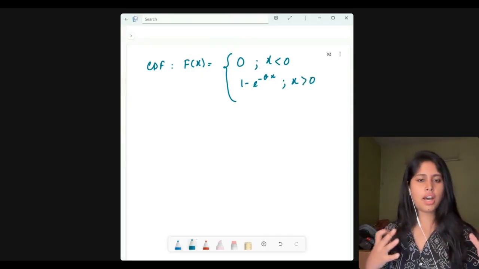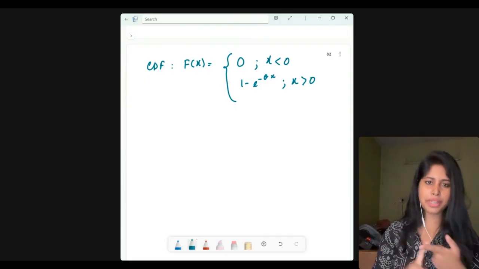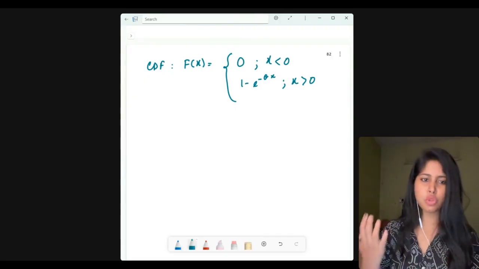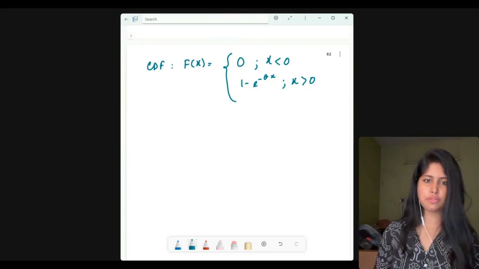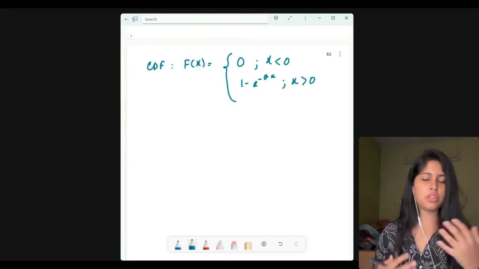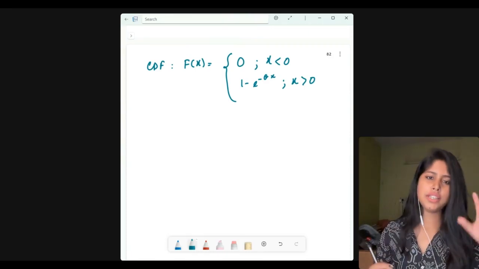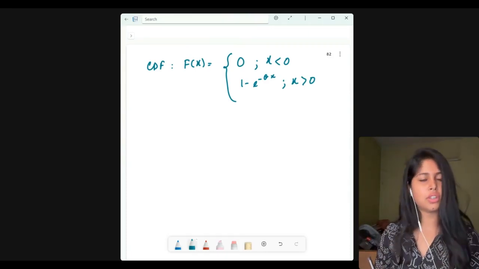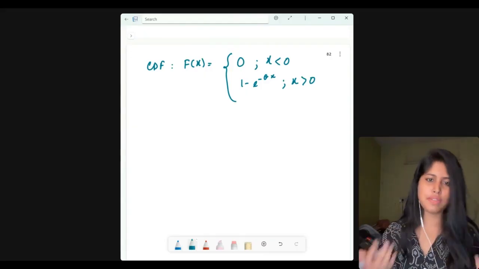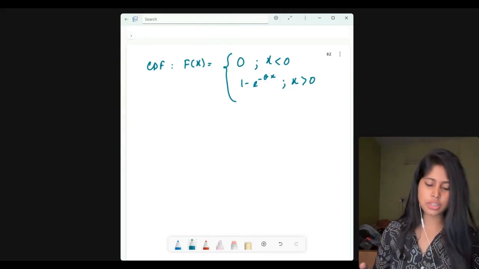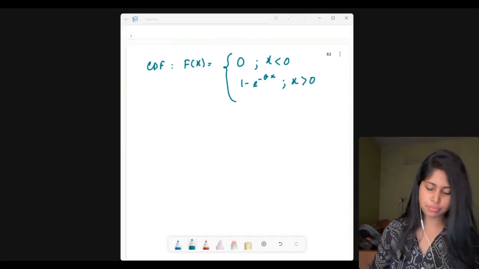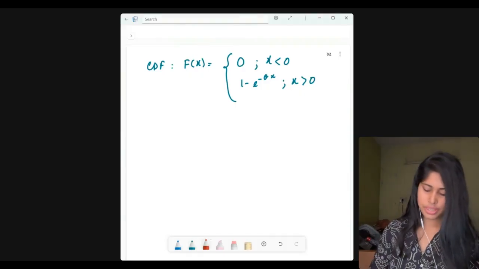Now we have studied the PDF and the CDF. Now we will come to the MGF, the moment generating function. From the MGF, we are going to find the result, and then we are going to use that result in the derivation of mean and variance. Okay, so let me first start with the MGF part.